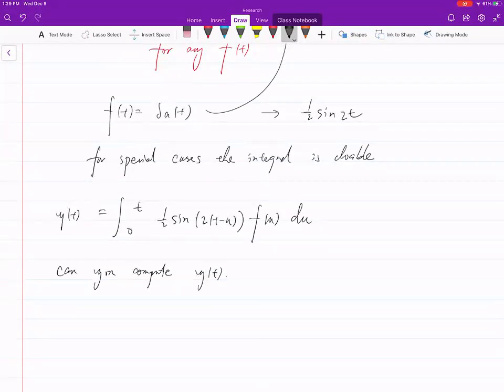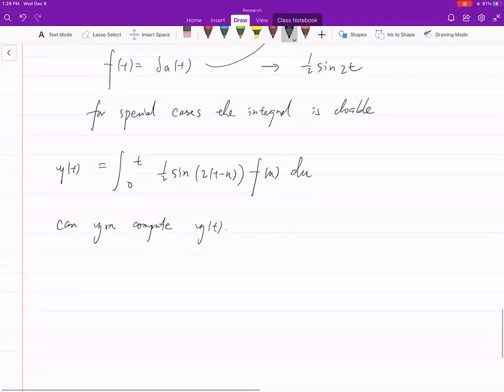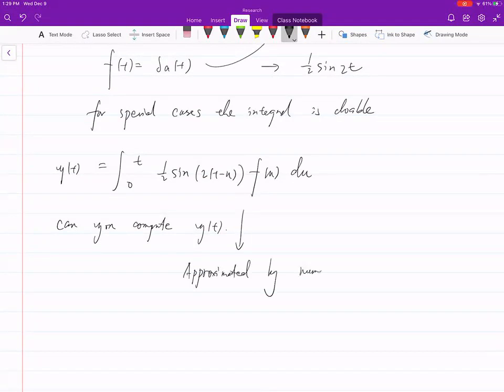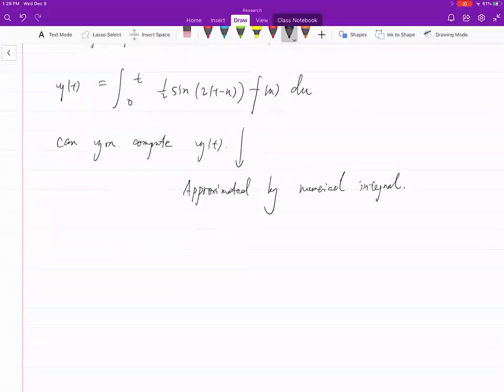Okay? And how do you do this in real life? You do the numerical integrations. Usually it's approximated by numerical integral. Okay. What do you mean by that?